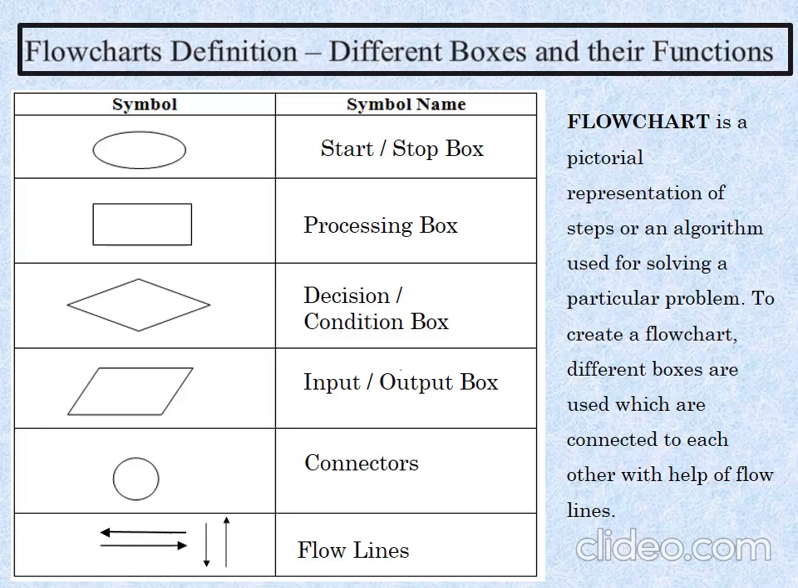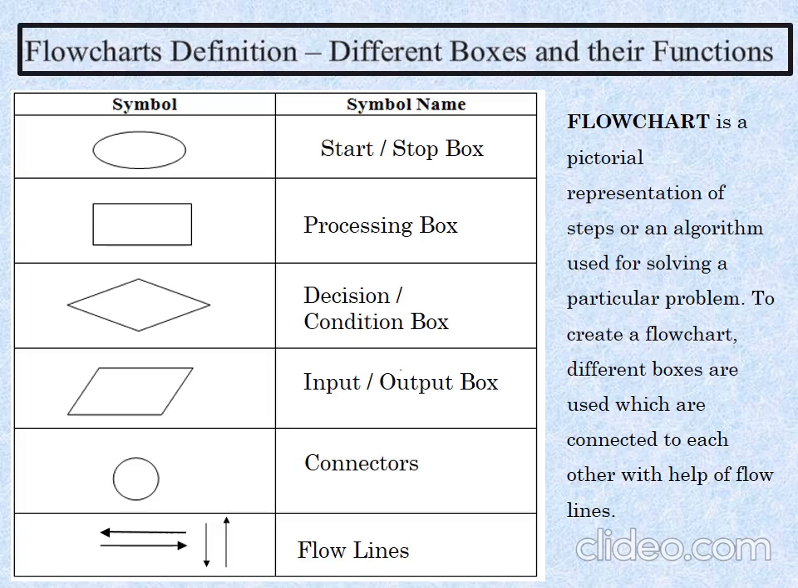Let me teach you what are the various symbols used in the flowchart. First one, what is the symbol you see? This is an oval symbol. When you want to start a process or when you want to end the process, this oval symbol is used. That is start or for an end or stop. Okay, that is, the oval symbol is used for the start or stop box.